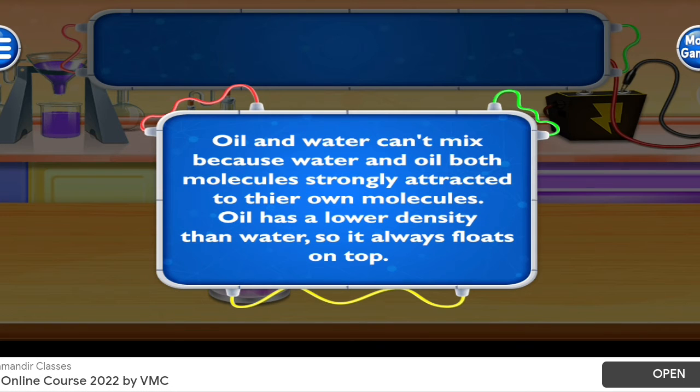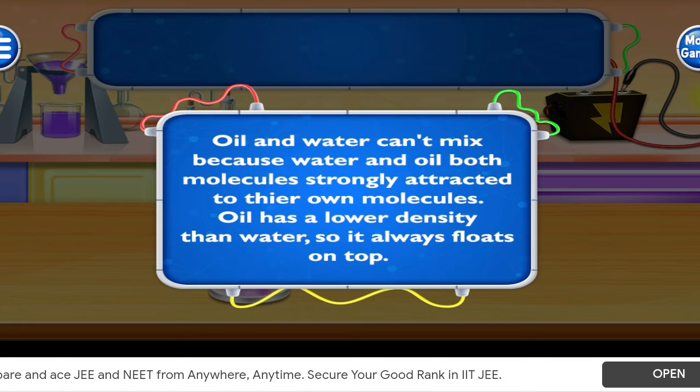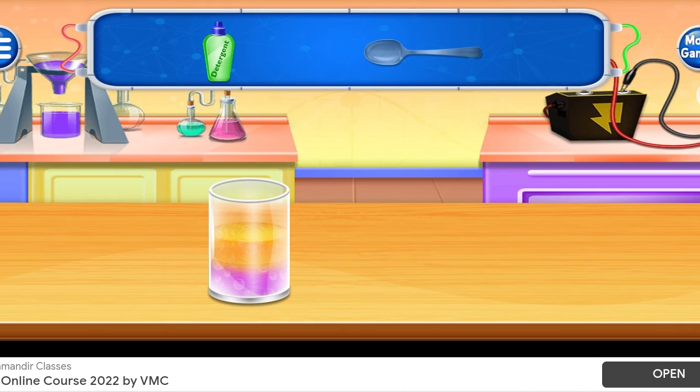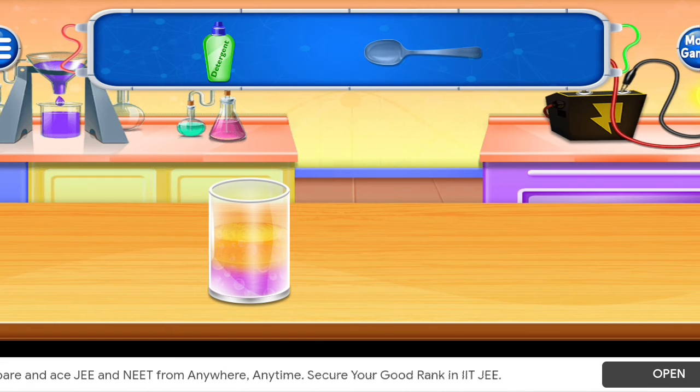Oil and water can't mix, because water and oil molecules are both strongly attracted to their own molecules. Oil has a lower density than water, so it always floats. Add detergent in glass and mix it.